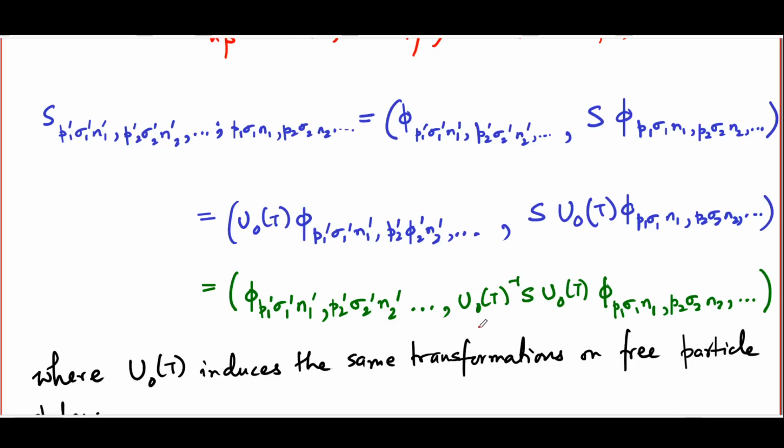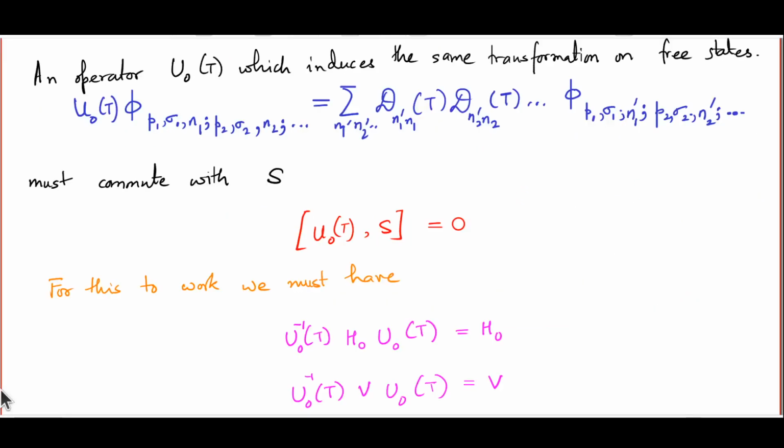Now, if these two expressions are to be equal, no matter what free particle states you have in the incoming side as well as the outgoing side, the only possible way in which that can happen is that this operator here, U0T inverse S U0T, must be the same as S. This is the same thing as saying that an operator U0T which induces the same transformation on free states, that is U0T acting on phi, produces the same combination of the free particle states as UT did on both the in and the out states, must end up commuting with S.